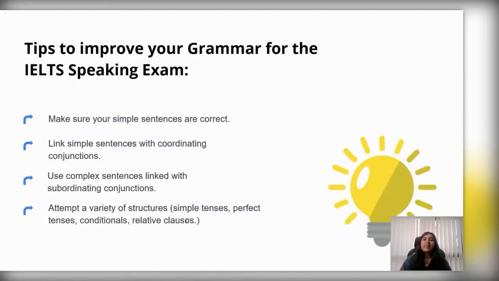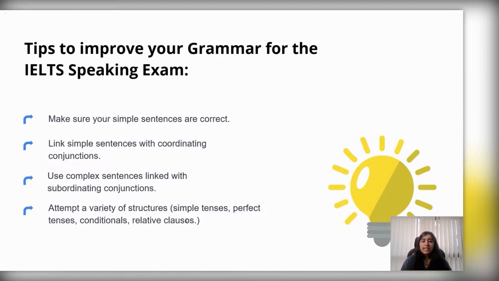Right. Now, let's look at some tips to improve your grammar for the IELTS speaking exam. First of all, make sure your simple sentences are correct. All right? Like I said before, there's no need to learn super complicated sentences when you're speaking. Make sure it's just simple. You can, of course, go a step ahead if you have prepared and practiced enough to do some complicated sentences, and that's perfectly fine. But again, if you're doing that, make sure then your simple sentences and your complicated sentences are correct.